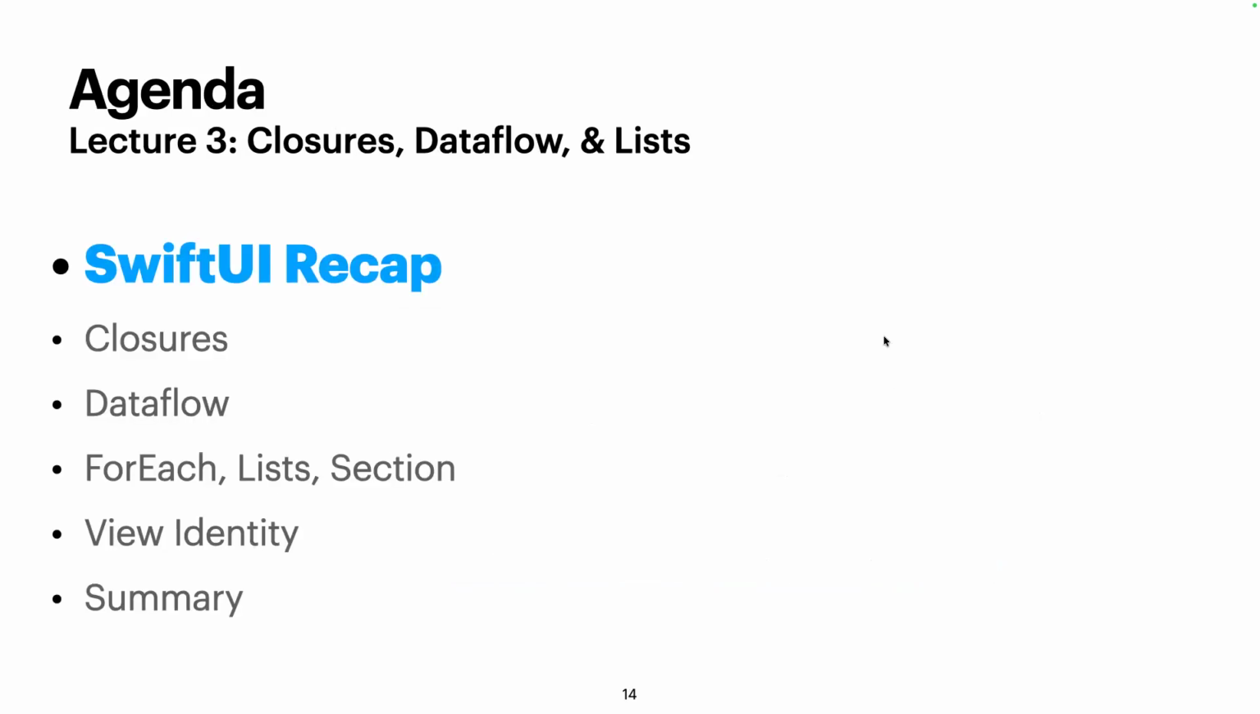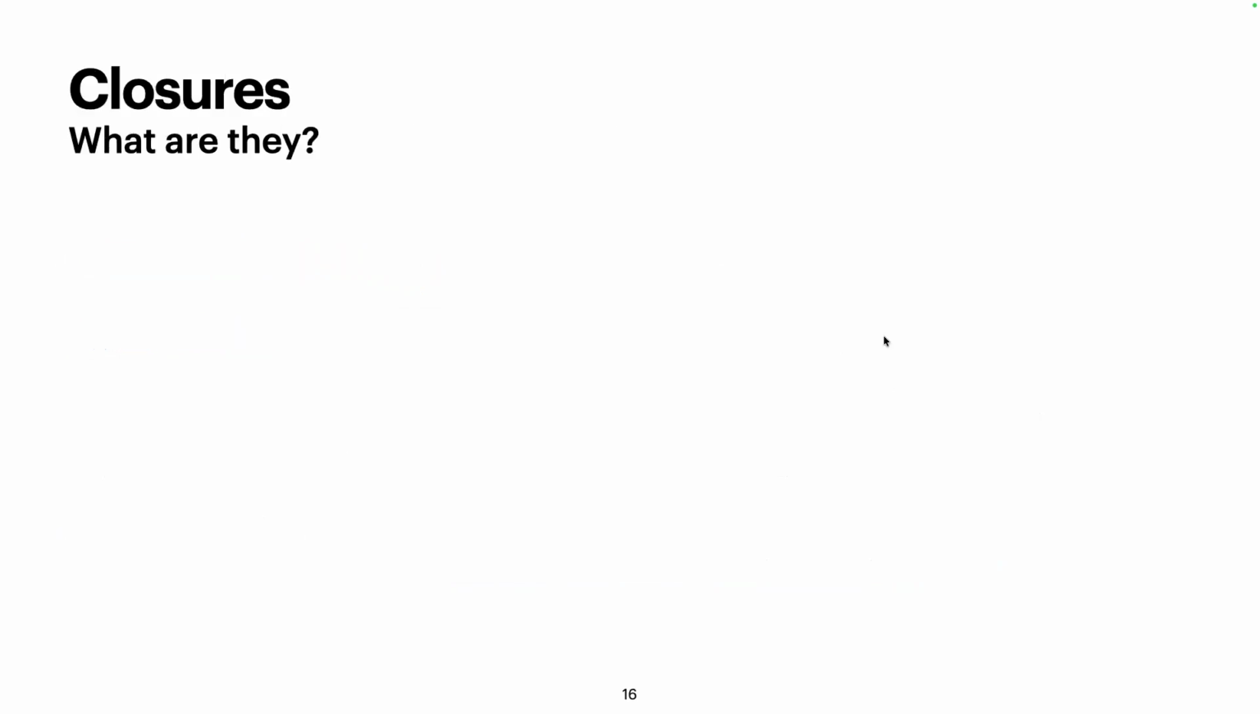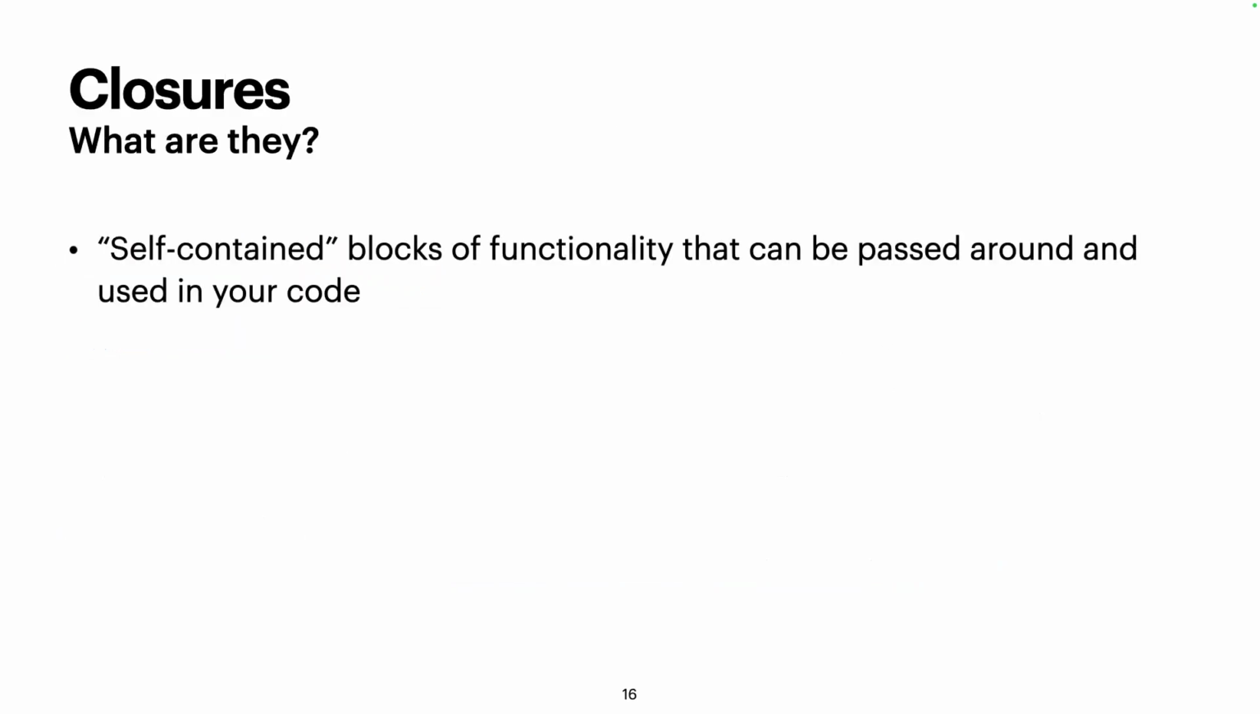All right, so that's a quick recap of SwiftUI. Now let's talk about something called closures. This is not a Swift-particular feature, but the syntax is sort of unique to Swift. Closures are self-contained blocks of functionality that can be passed around and used within your code. For those who have taken 61A, these are basically lambdas.